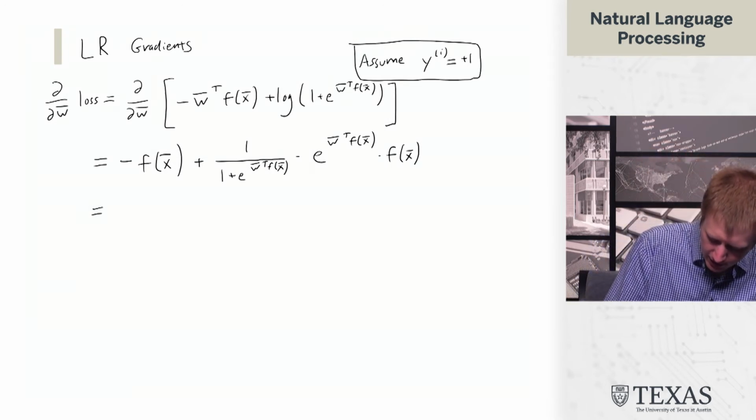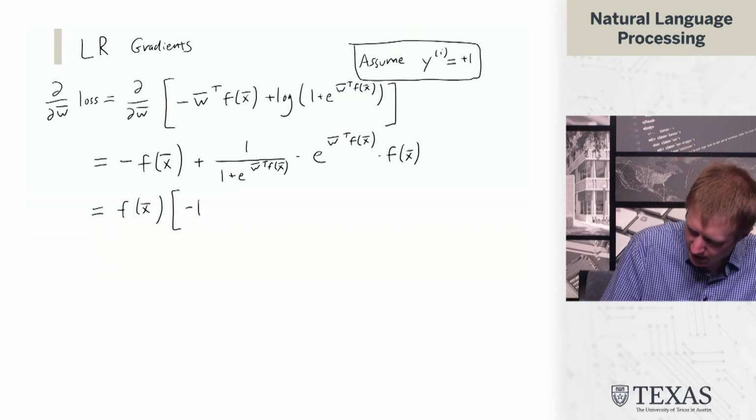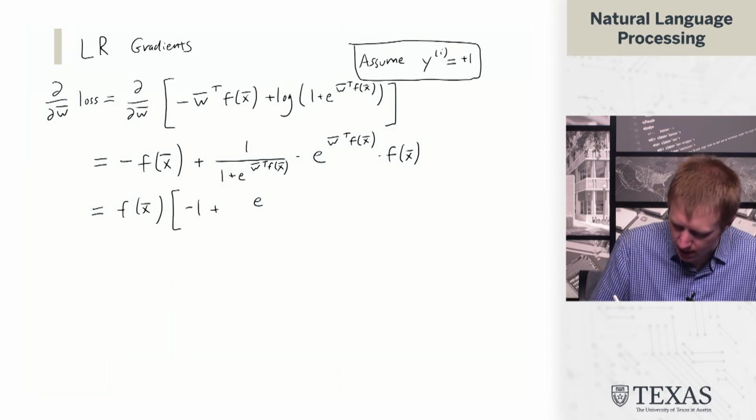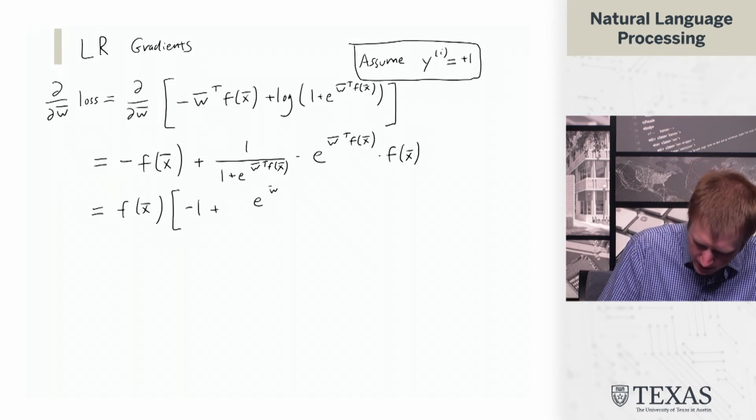Okay, and so now let's rewrite this a little bit. We're going to factor out an f of x, and then we end up cleaning up the second term here.